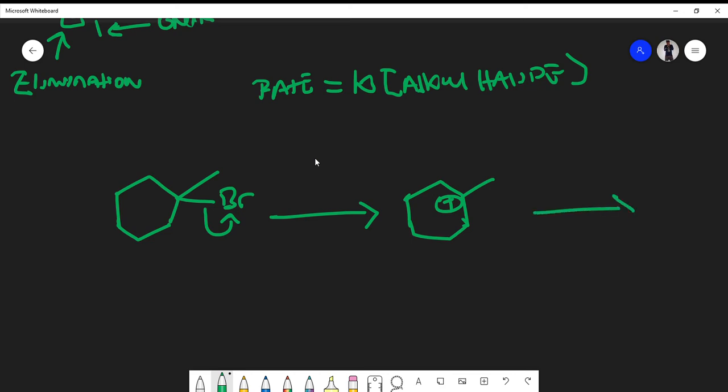Now, the next thing that happens in an E1 reaction is that the base comes in and takes off a hydrogen adjacent to the carbocation. So in this case, it comes in, takes a hydrogen that's adjacent to the carbocation. This now forms a double bond. So the product of this reaction looks something like this.